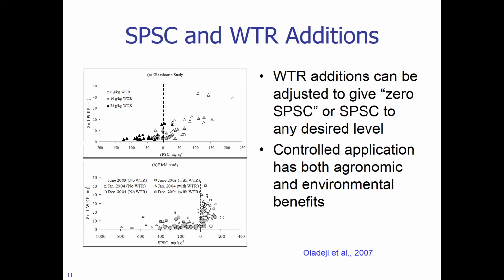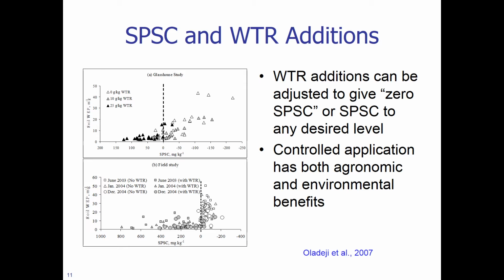That means we are looking at positive SPSC, and the ones to the right, the open squares, that is without water treatment residues, are mostly on the right side, which shows that it is negative. That is, the soil is negative prior to the addition of water treatment residues, and positive when WTR is added. This is a field study, and therefore it simply shows that when you add WTR out in the field, the likelihood of the SPSC being converted from negative to positive is pretty high.